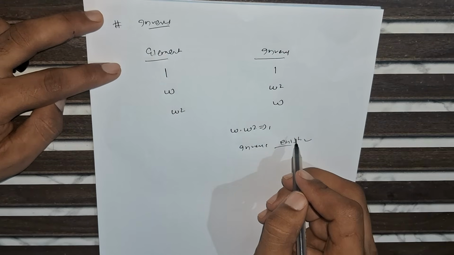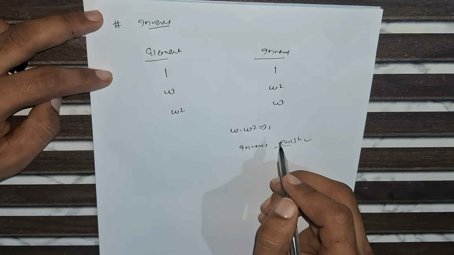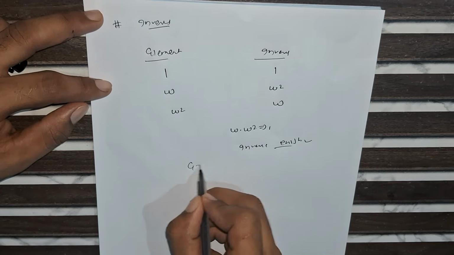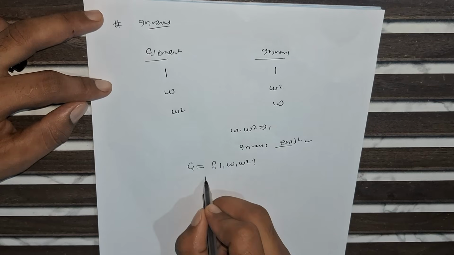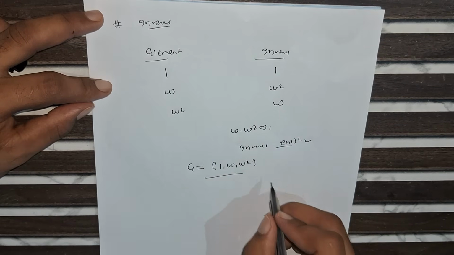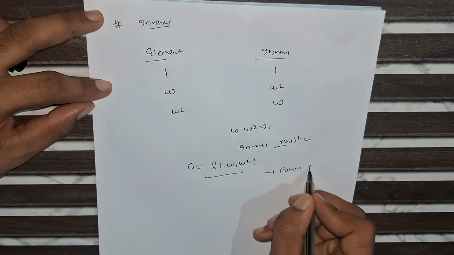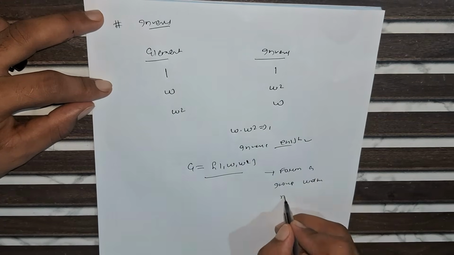So with the help of the multiplication table, all properties are satisfied here. So we can say that all group properties are satisfied. G equals to 1, omega, omega square. With the help of this, all four properties are satisfied. So this forms a group under multiplication.